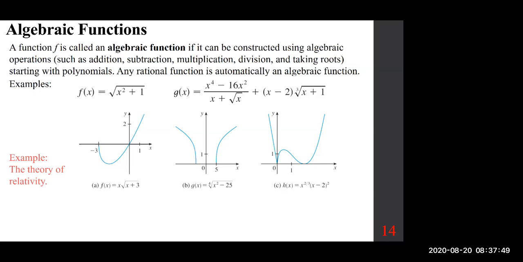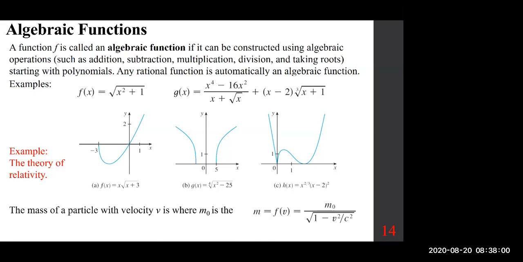And again, the graphs are really complicated. It's not that it cannot be done, but it takes a long time to do it. And there are examples that, again, we use in the real world. For example, the theory of relativity: f of v equals m sub 0 over the square root of 1 minus v squared over c squared. Everybody has seen E equals mc squared, but this is the formula about the change in mass.